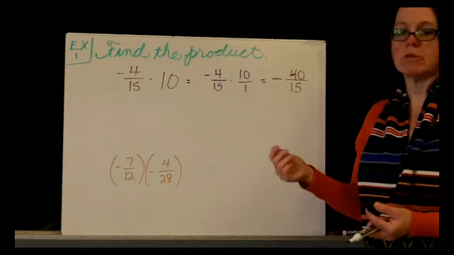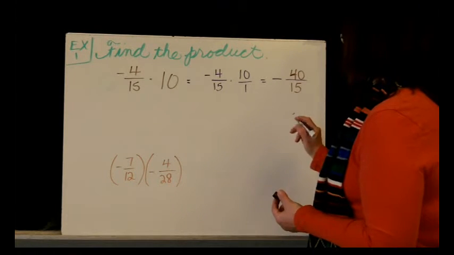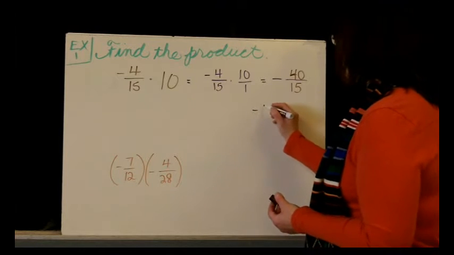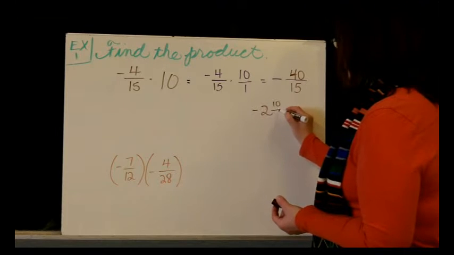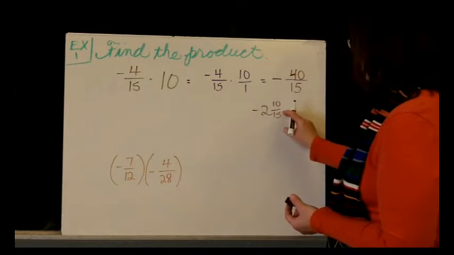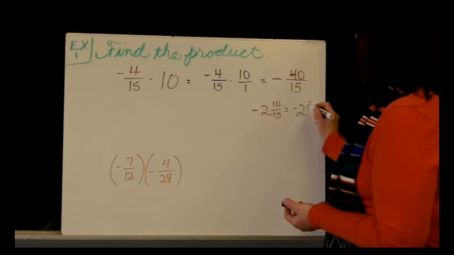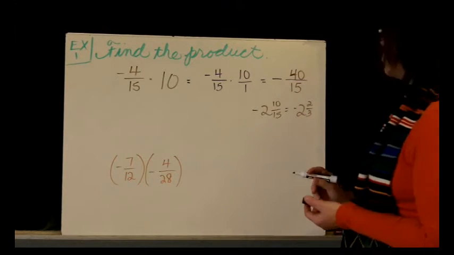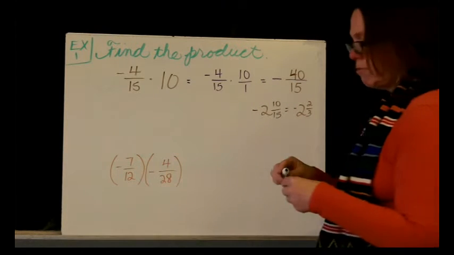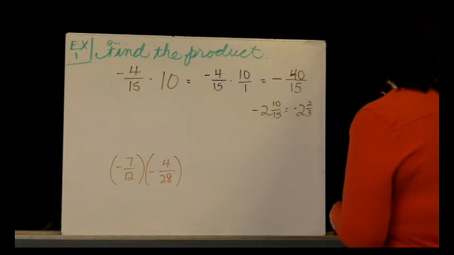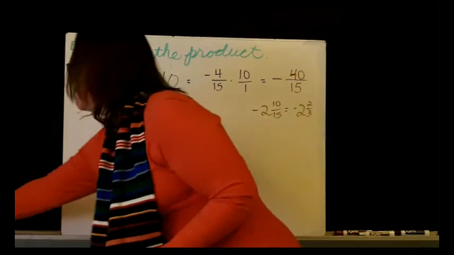That is not its simplest form, so this has to be a mixed number. 15 goes into 40 twice, which gives us 10 left over, 10/15. This 10 and 15 can be simplified, giving us our final answer of negative 2 and 2/3. So that's one way. Again, to repeat, multiplying the numerators and then multiplying the denominators. There is another way to go about this, though.